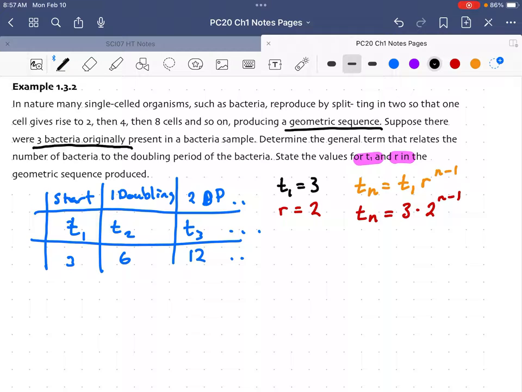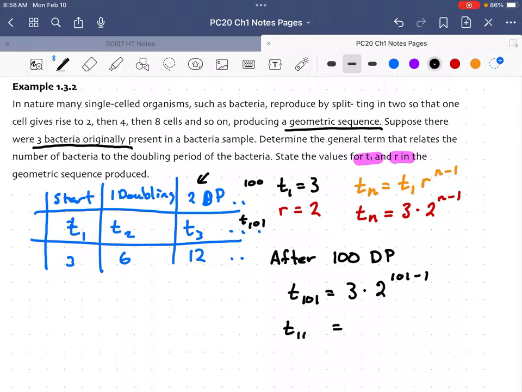So if I wanted to figure out how many there are after 100 doubling periods, I'm going to put 100 up here. That will be term 101. I have to look for my 101st term. So term 101 is equal to 3 times 2 to the power of 101 minus 1. So my 101st term is equal to 3 times 2 to the power of 100.